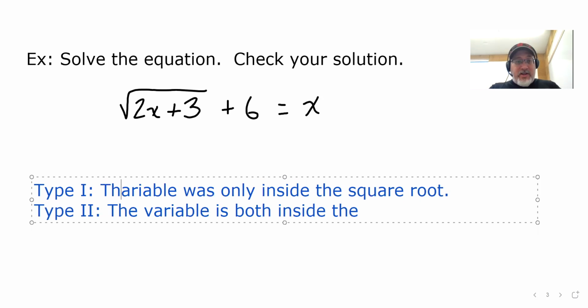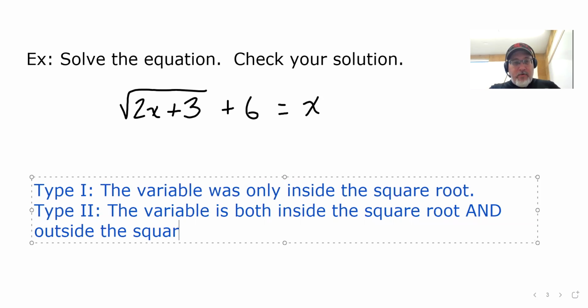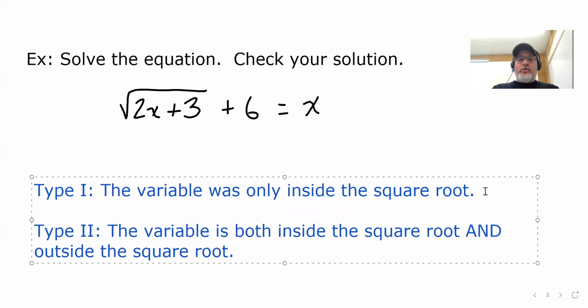And I guess if we're going to use indefinite articles, we should be consistent. Type 2, the variable is both inside the square root and outside the square root, such as in this one. So this is what I'm referring to as type 1 and type 2. Again, it's not industry standard, it's just what I'm calling them.